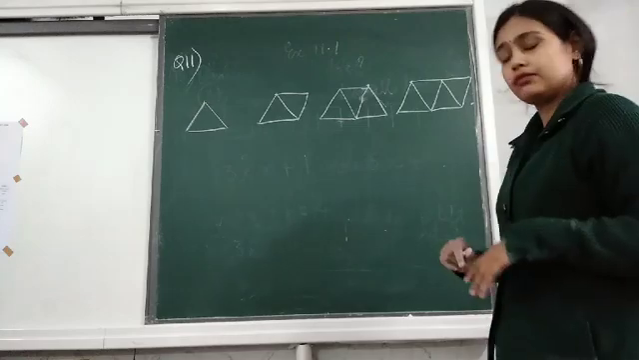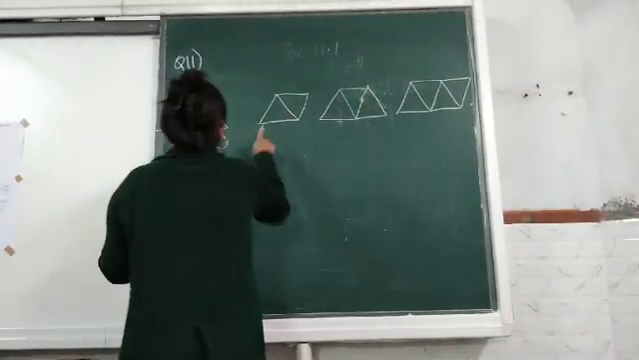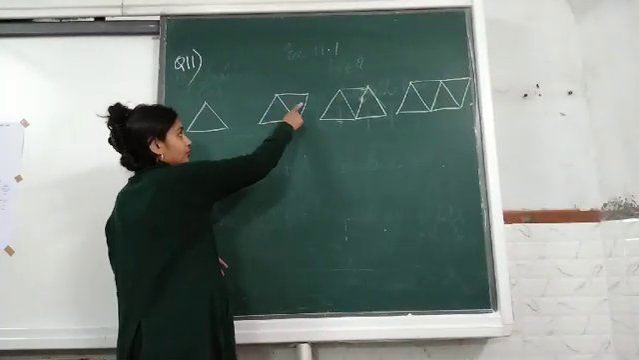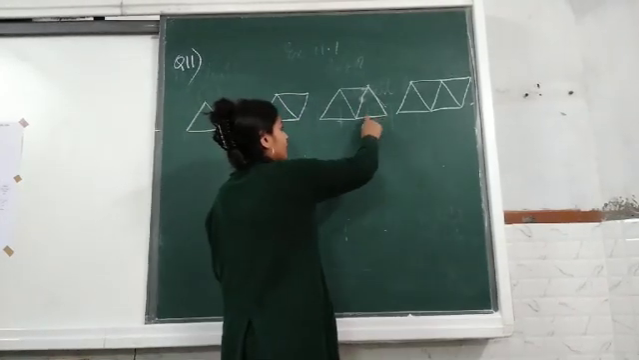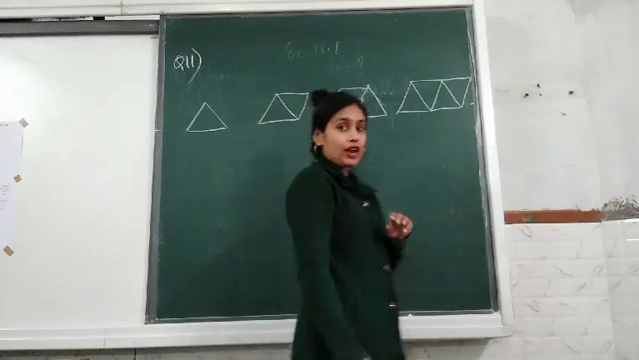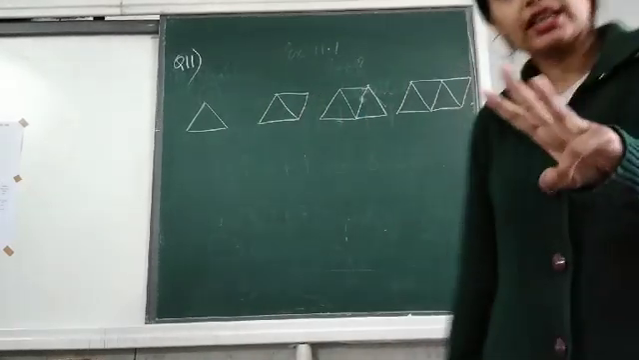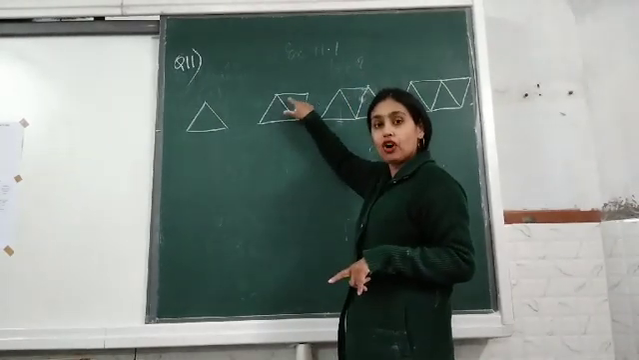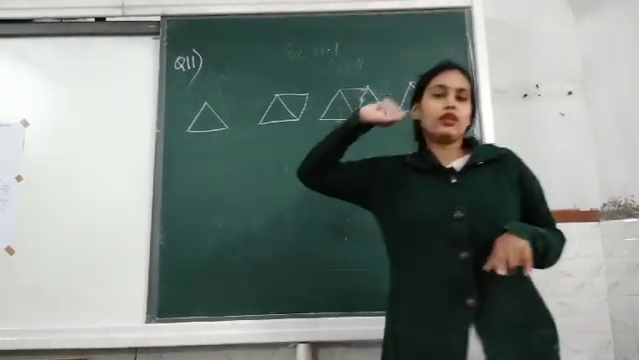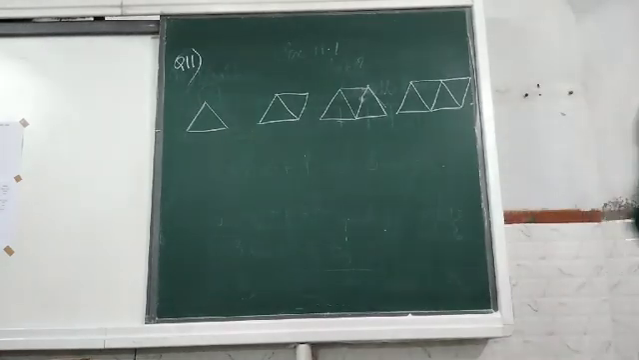Again, let's see. 1, 2, common. 1, 2, common. Okay? So 1, 2, common. In triangles, 3 sides are there where one side is being shared by 2 triangles. Correct? So here what should be the general rule?